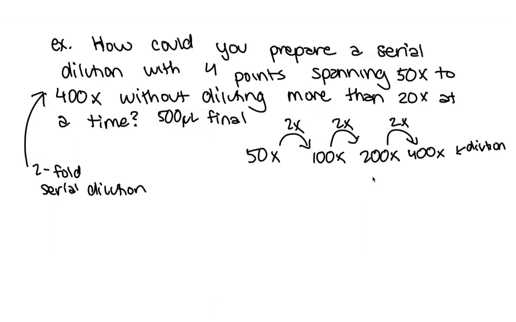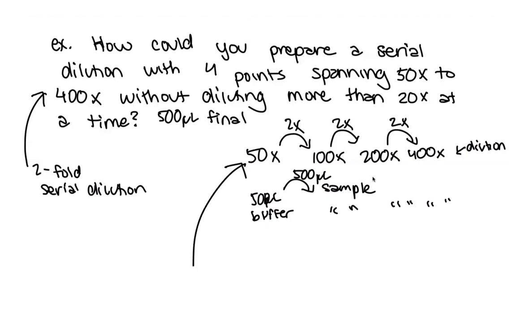Okay, but how are we going to get to this 50x? So we said here we're going to have 500 microliters buffer. And then we're going to transfer 500 microliters of our sample. And then we're going to do that again and again and again to get our serial dilution. But we still need to figure out how we're going to get this 50x.